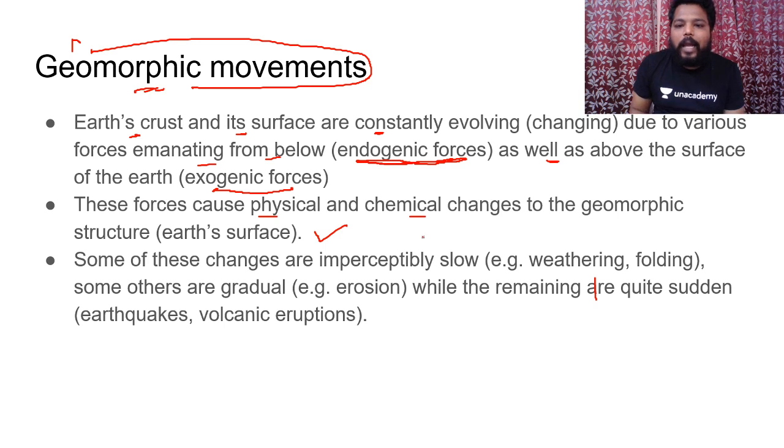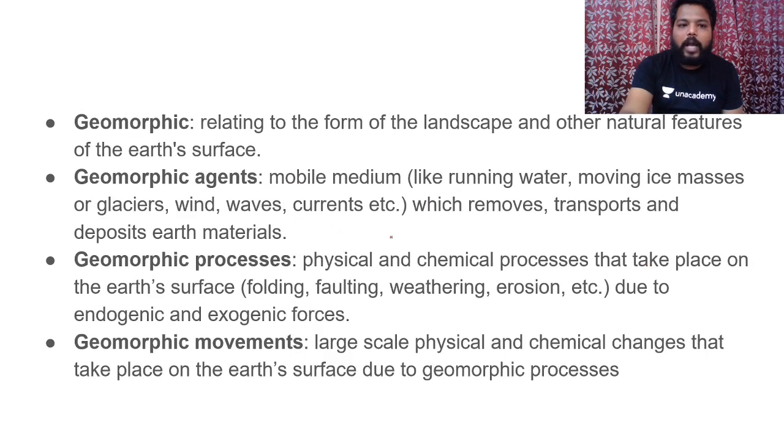Some of these changes are very slow, some are gradual, and some are very fast. It depends upon the movement. We will move further and you will understand what it actually is. Try to see these keywords associated with geomorphic movements. Geomorphic is a word relating to the form of the landscape and other natural features on the earth's surface. For example, the geomorphic region of the Himalayas, the geomorphic region of the Deccan Plateau, the geomorphic region of the Great Plains of India, the geomorphic region of the northeastern states.